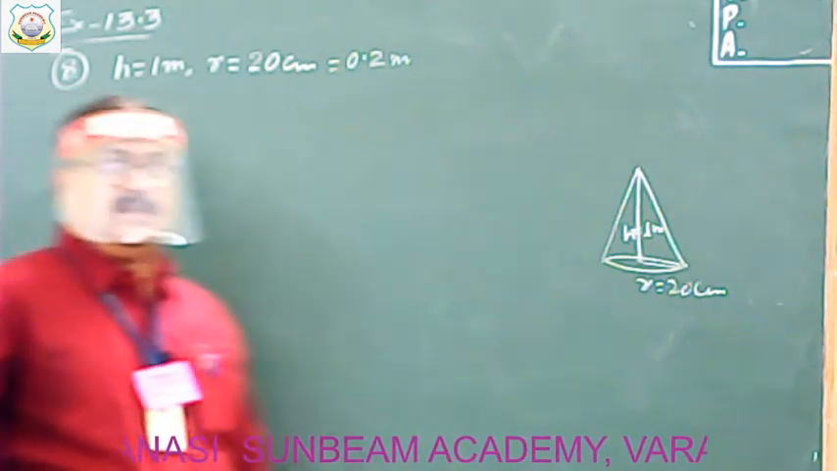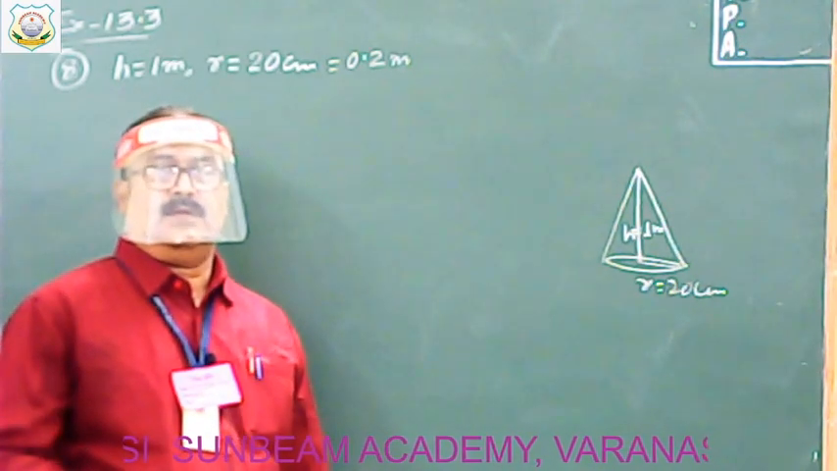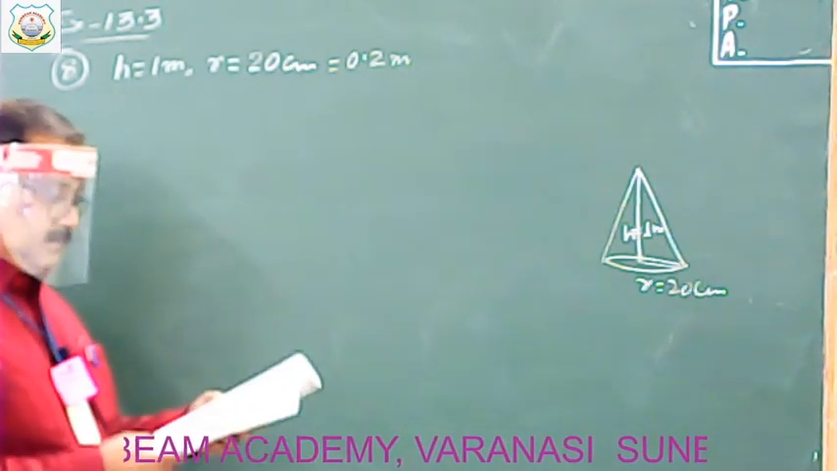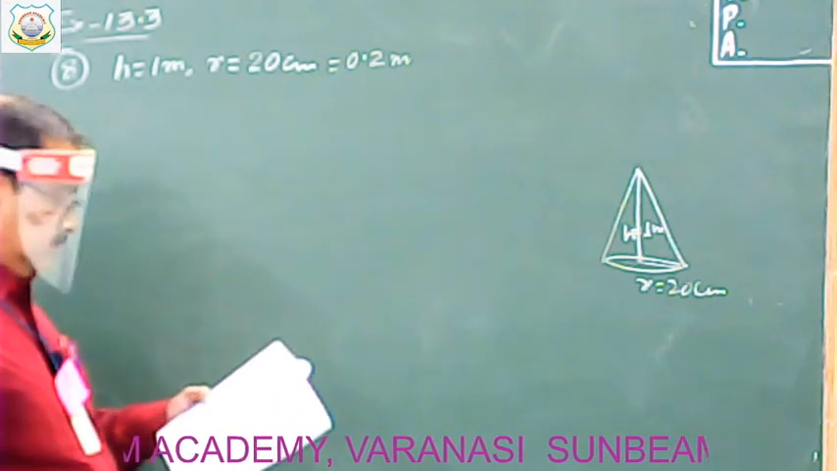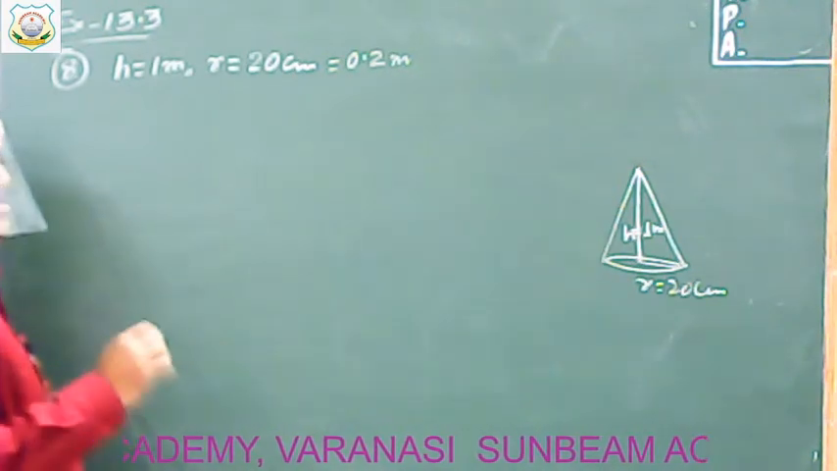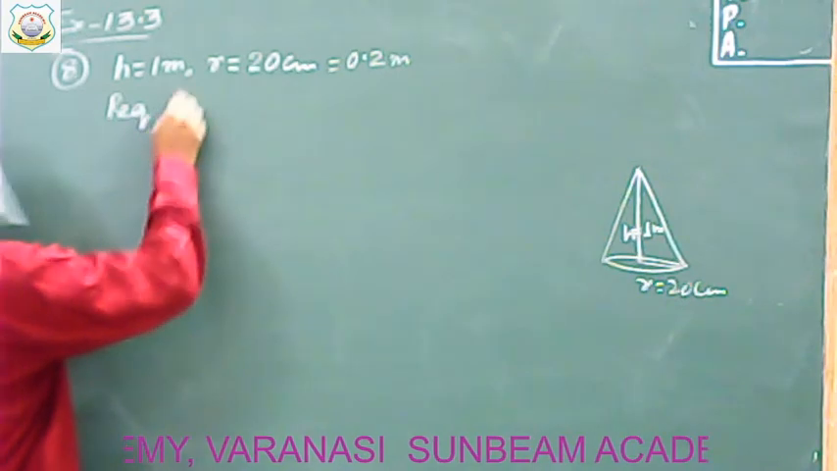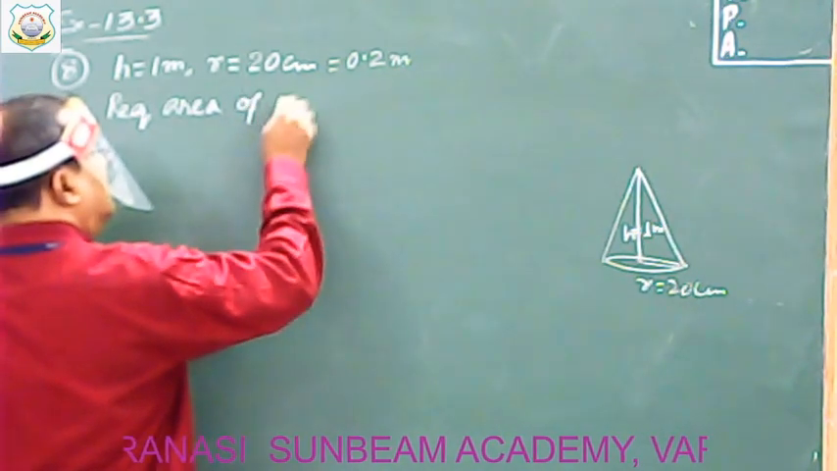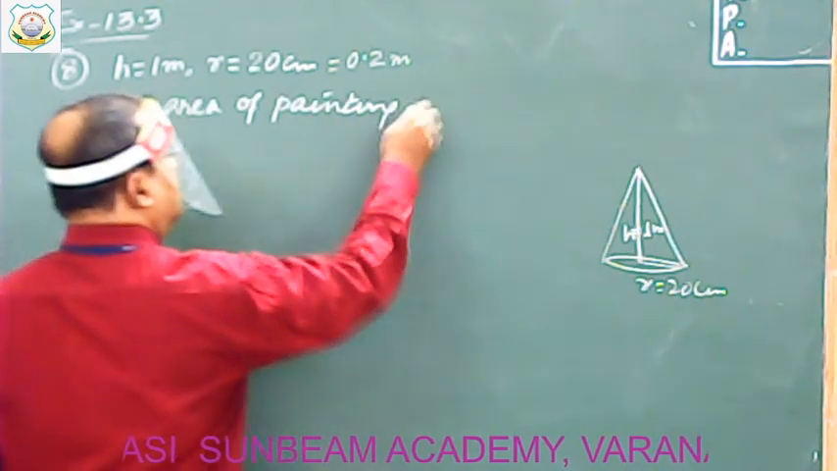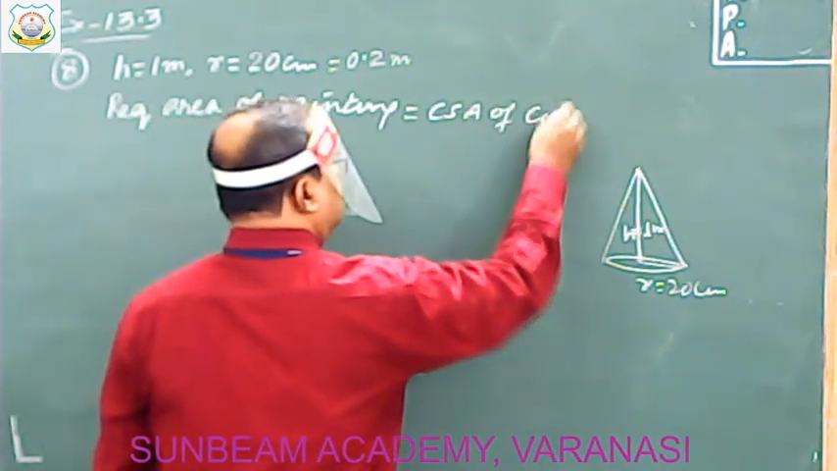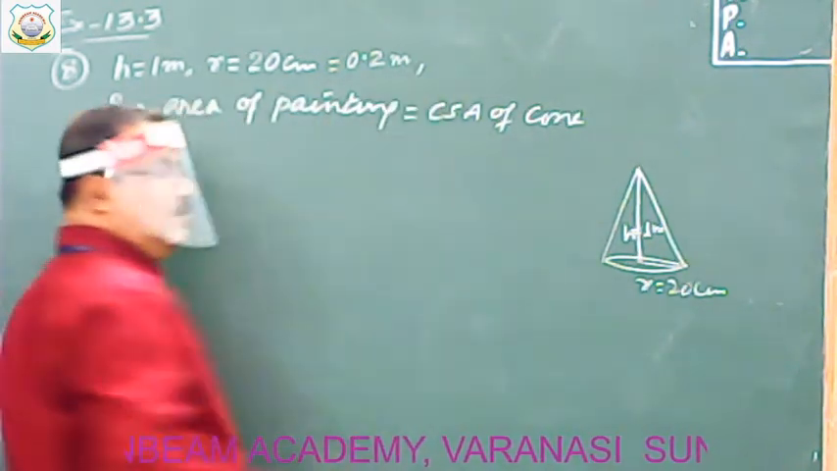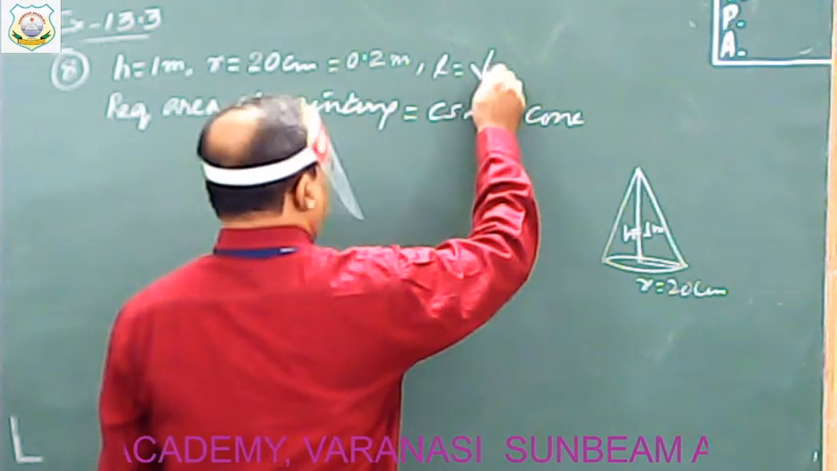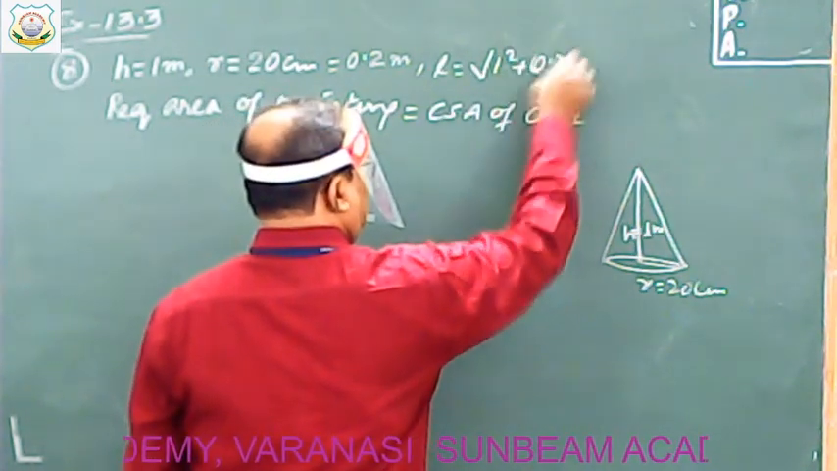The outer surface is to be painted. So what do you have to find out? You have to find out the surface area of the cone. So the required area of painting is the CSA of the cone. CSA of cone is pi r l. You have to find l. l is equal to the square root of 1 square plus 0.2 square.